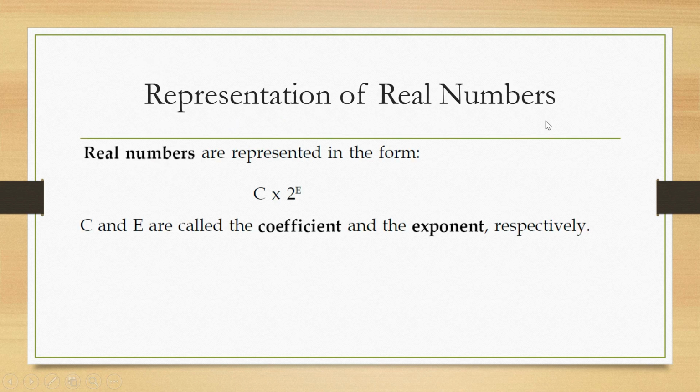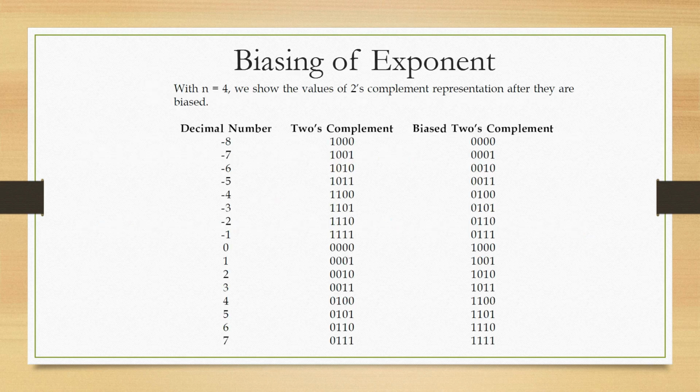In the representation of real numbers, real numbers are represented in the form of C times 2 to the E. So that means C is our coefficient and E is our exponent respectively. So first we are going to bias our exponent. Now in biasing, we have here shown the 2's complement for a 4-bit. What you do is you change the most significant bit 1 into 0 and 0 into 1. Then that means you get a biased 2's complement for your exponent.